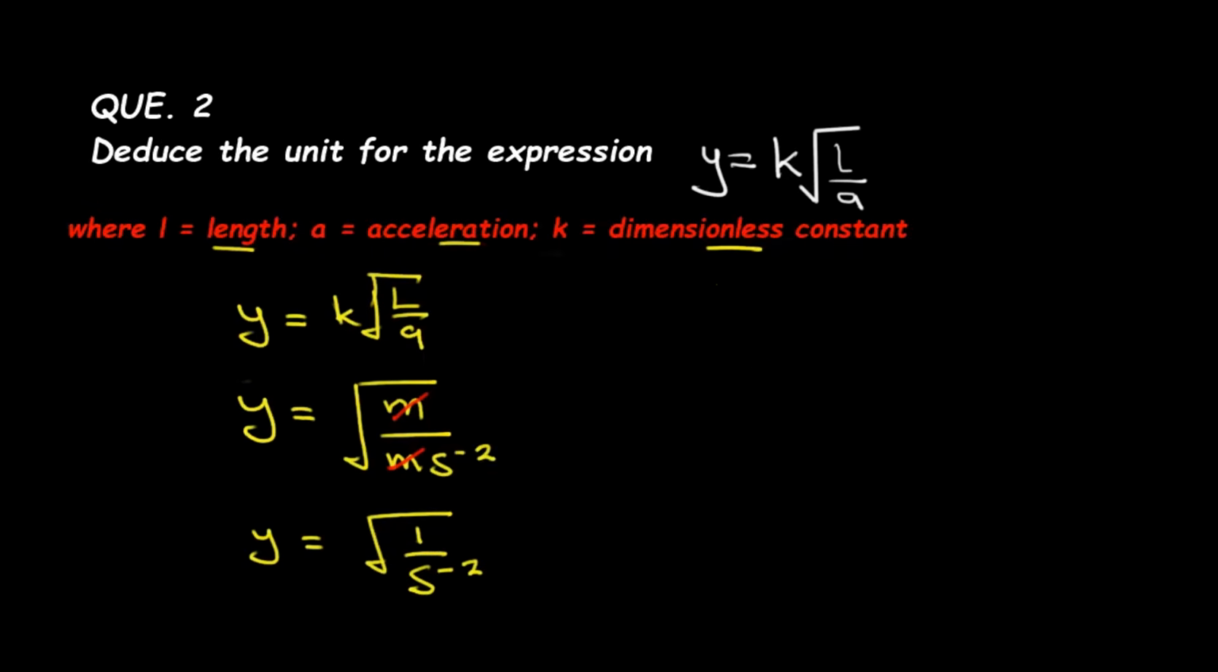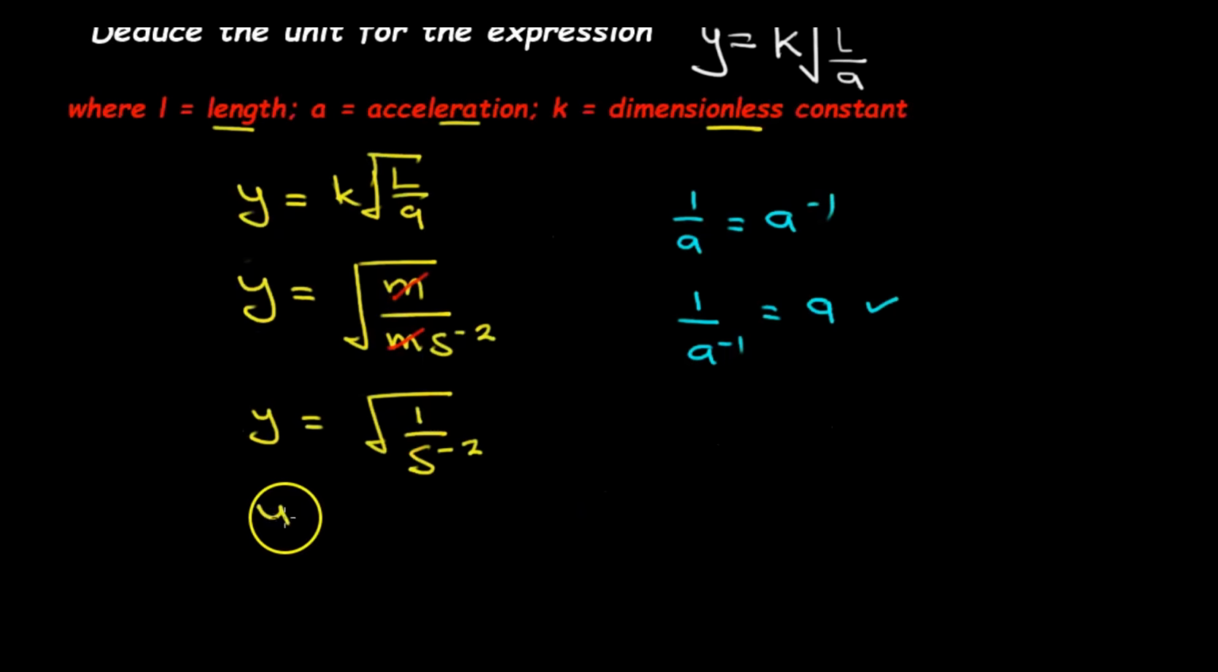Now, as a law of indices, 1 over a is equal to a to the power minus 1. Therefore, what will 1 over a to the power minus 1 be? Of course, that will be a. Therefore, if we are having square root of 1 over s to the power minus 2, and we rewrite it using the law of indices that has been applied here, you are going to get y to be equal to square root of s raised to the power 2. I hope you all agree up to this extent.